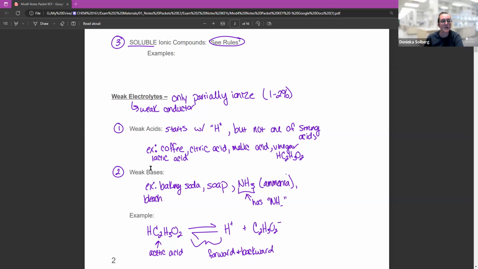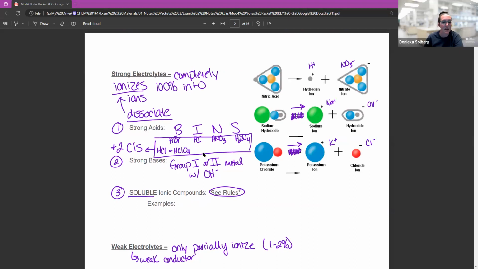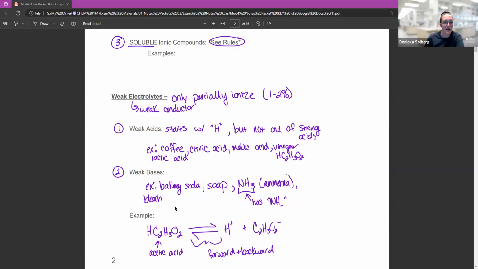Same thing with bases. Anything that is a weak base, that is something that's basic that is not a group 1 or group 2 metal with a hydroxide. Now, these are a little bit harder to recognize, so I won't do this to you very often. Really, most weak bases have some type of nitrogen or an NH in the compound somewhere. This is ammonia, for example. That's that like yellow cleaner if you've ever used it. NH3 is a weak base.